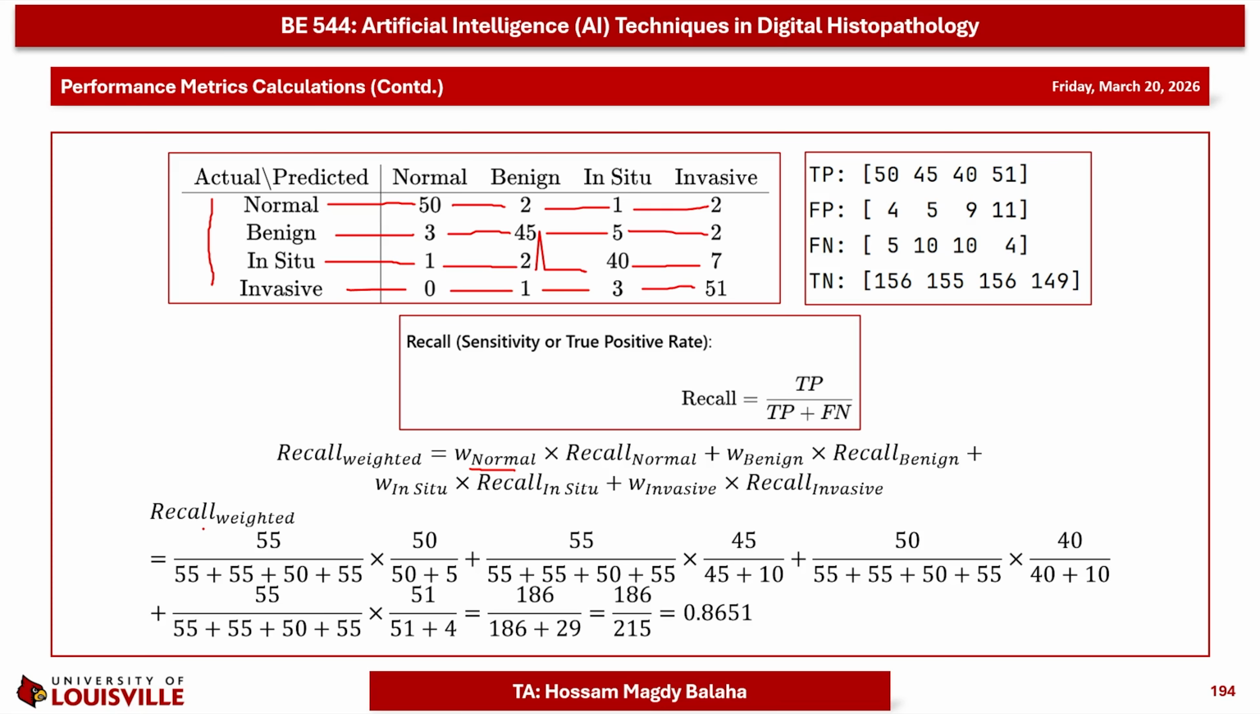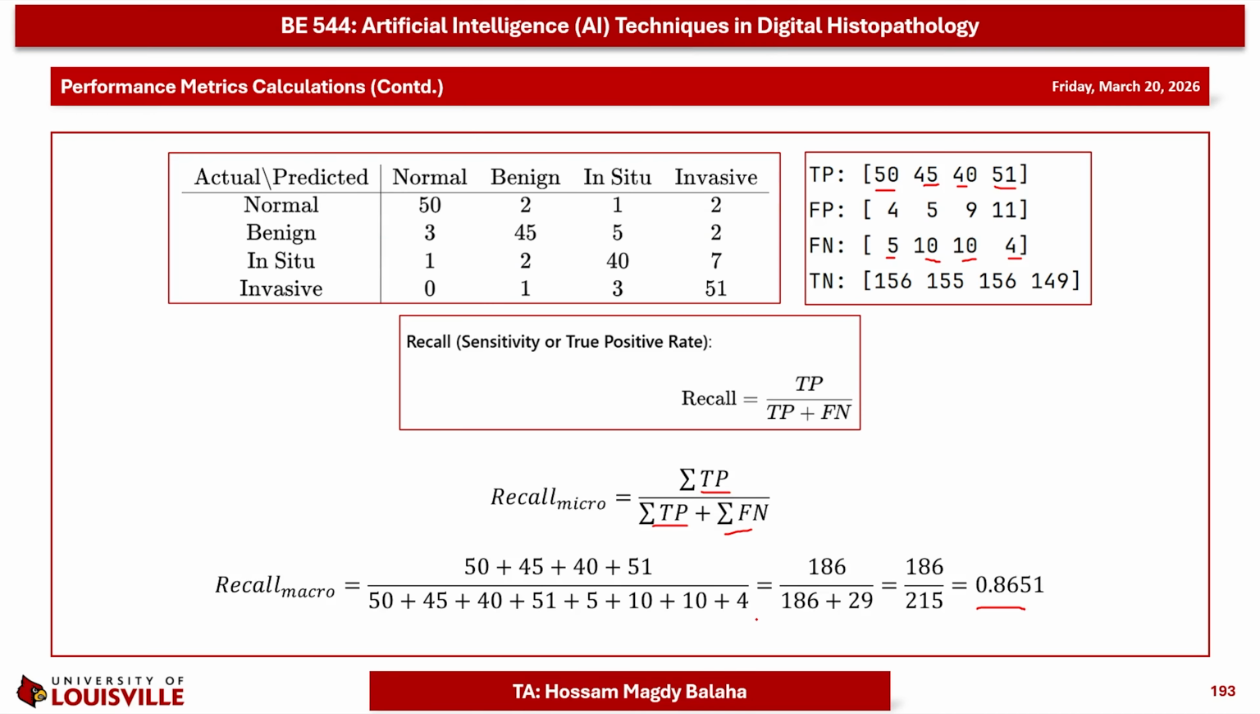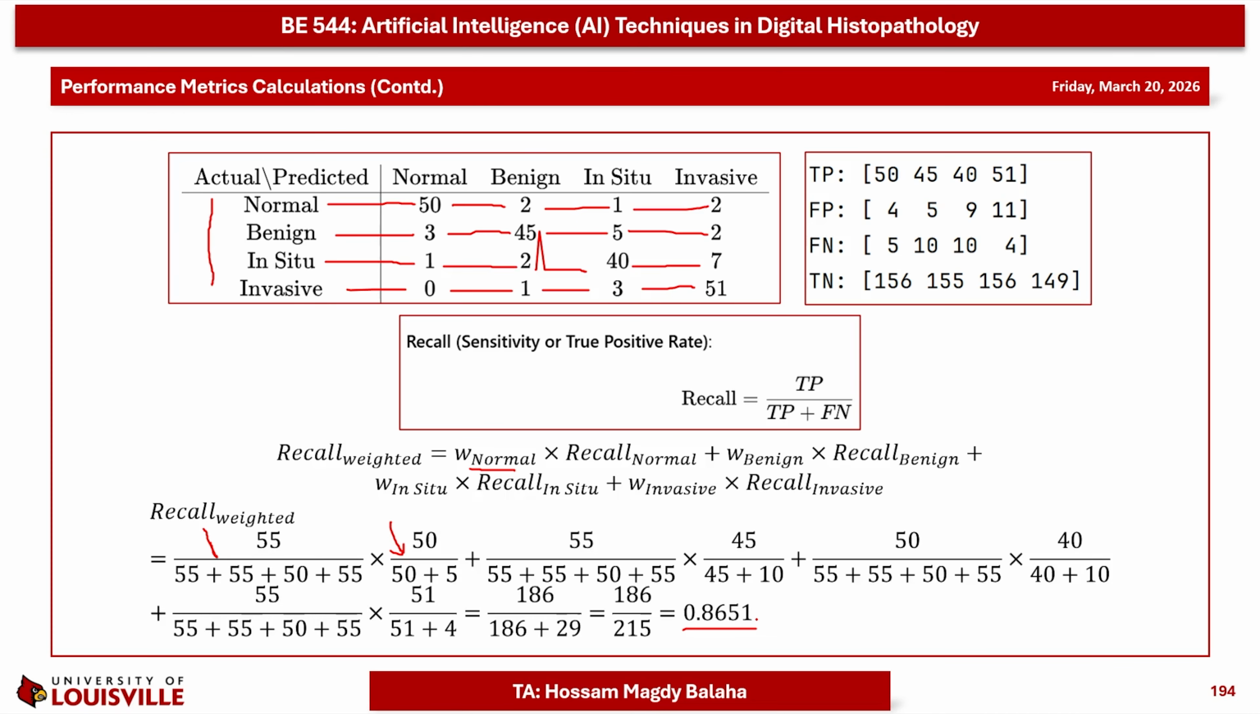So you have now the weight, you have now the recall for that class. Multiply both of them together, you will get the recall weighted to that class. Do the same for others, you will get around 86.5. And you may wonder that the value of the macro recall is similar to the value of the weighted recall.